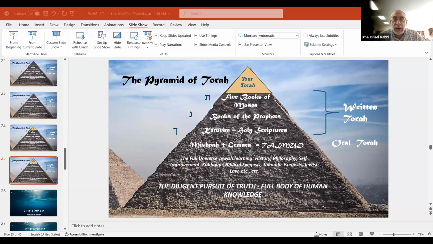So from this, we can learn that God is true, but anything that is not based in objective truth cannot be godly. And so we hold objective truth in very, very high regard in Judaism. And that is why, coming back to our pyramid, I can get to it.